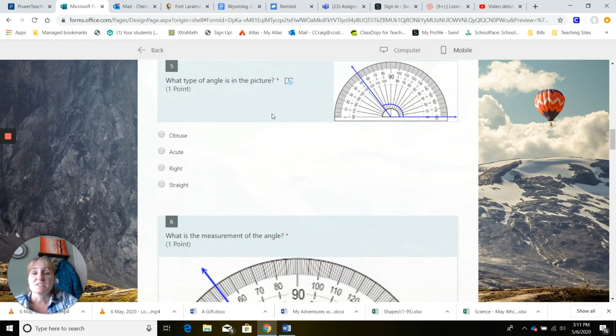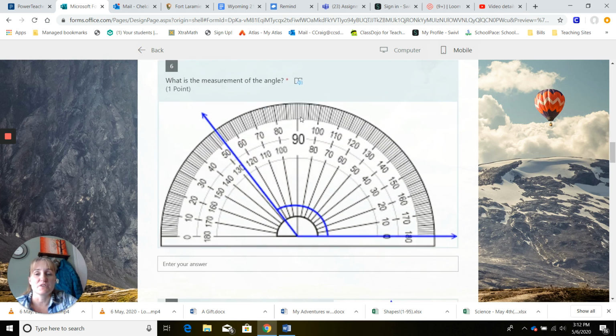Okay, now this next one, what type of angle is in this picture? Remember the trick I gave you before? When one line is on one side and the other line is on the other side of 90, right away, you'll know that it is obtuse. When they're both on the same side, right away, you'll notice that they're acute. So this one is obtuse because they're on either side of the 90.